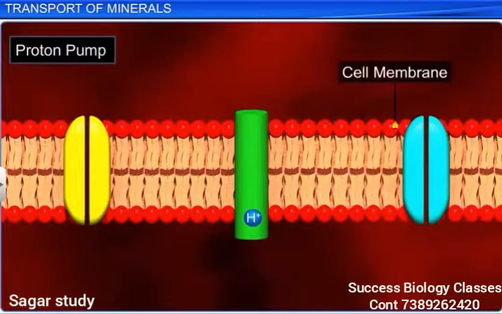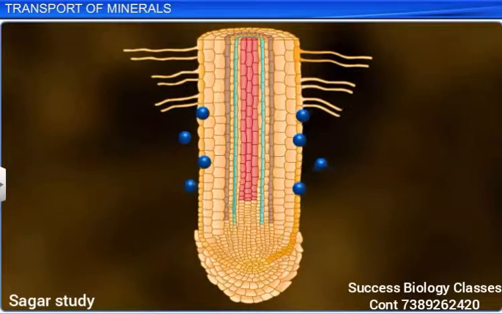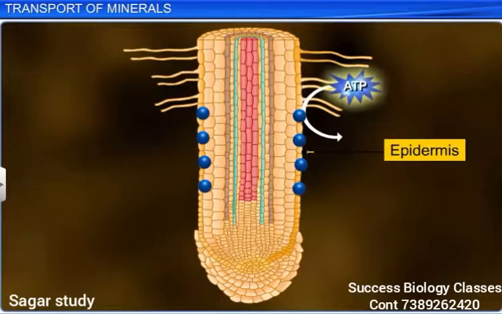Active transport begins with positively charged ions such as hydrogen being pumped out of a cell. Due to the displacement of these hydrogen ions, negatively charged ions move inside the cell. They enter the cytoplasm of the epidermal cells of the root, using up the ATP molecule for energy.